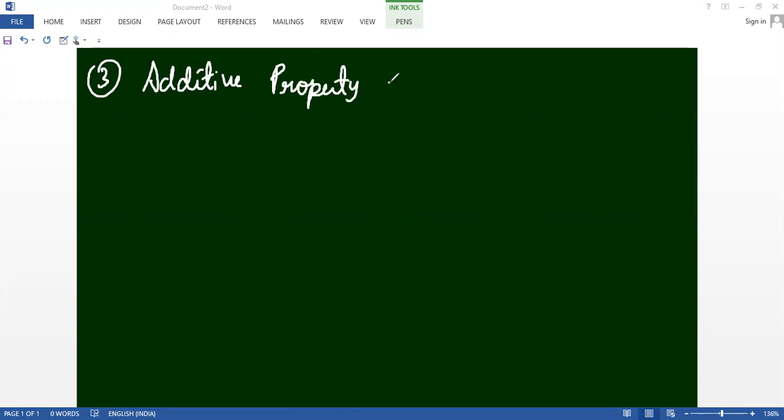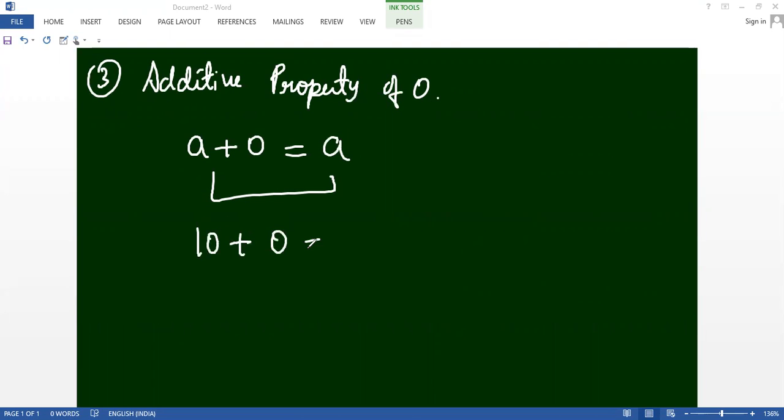The next property is the additive property of 0. If we add any number to 0, then the answer will be the number itself. For example, 10 plus 0, then the answer will be the number itself, 10. And also we have another property.